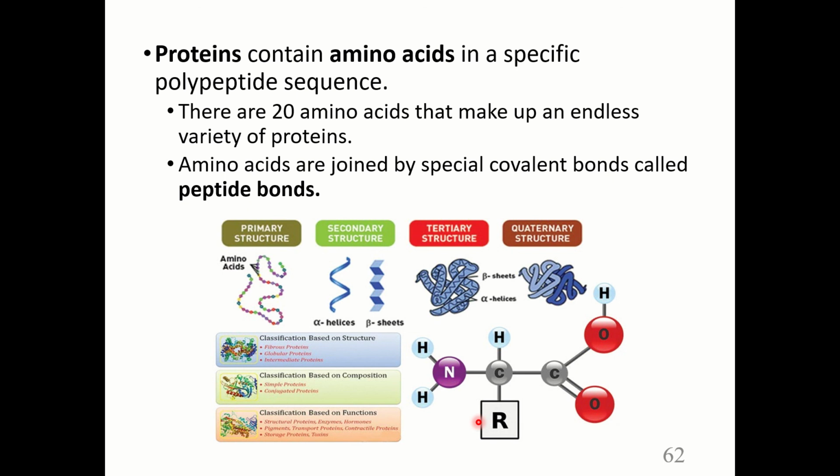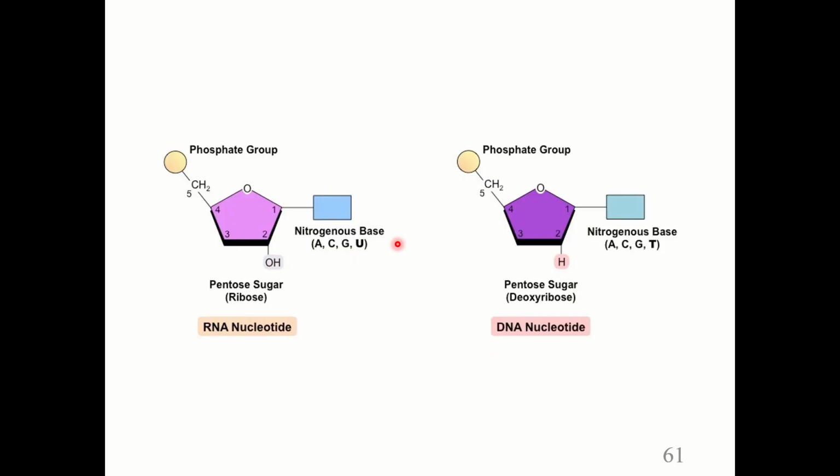And this is the amino acid structure. The amino group contains nitrogen. That's what amino means. And that's the nitrogenous base. So all of these here, nitrogenous bases like adenine, cytosine, guanine, and uracil, they also will contain nitrogen.